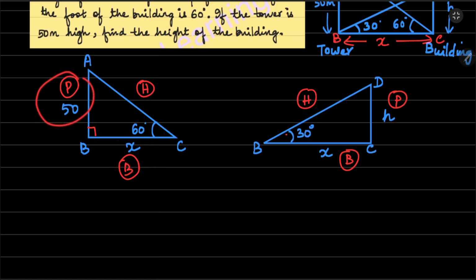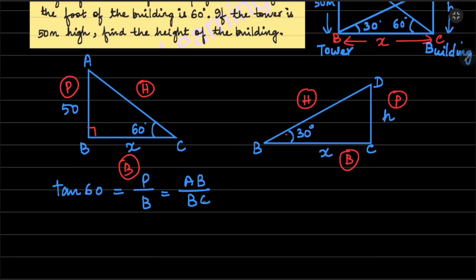Okay, so perpendicular is given, base is asked, base is your x. So you can relate P and B with tan of the angle. Okay, so tan 60 is equal to P by B. What is P? AB. Base is nothing but BC. What is tan 60? It is just root 3.